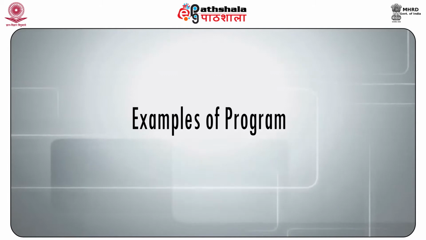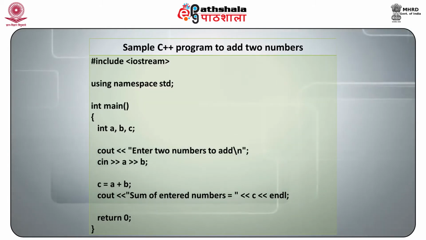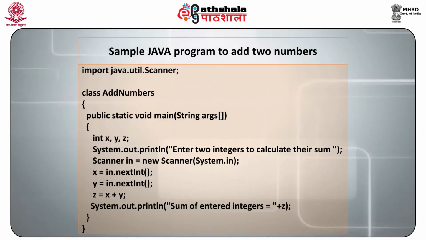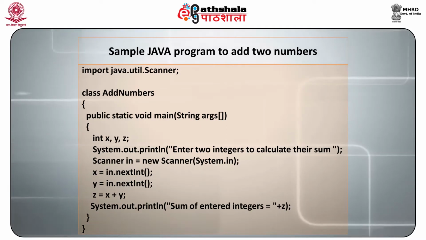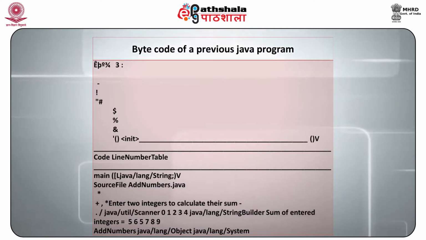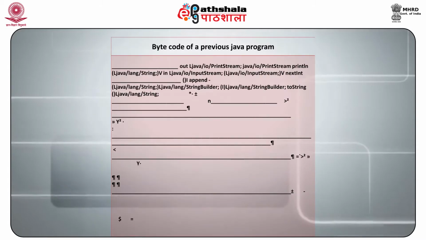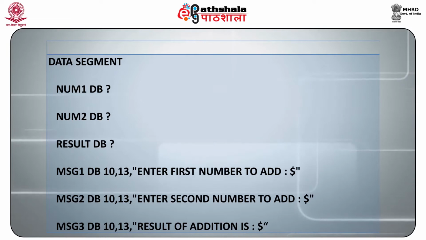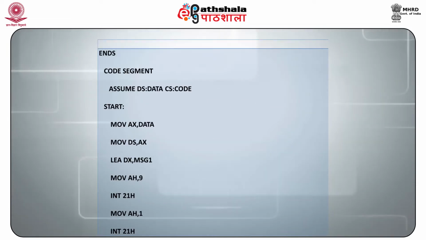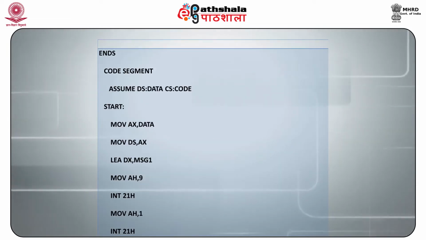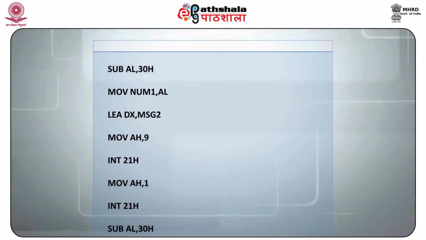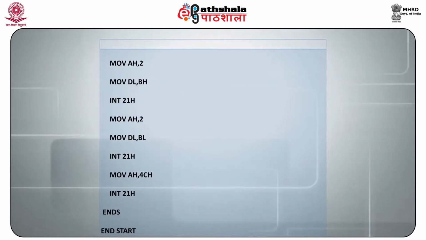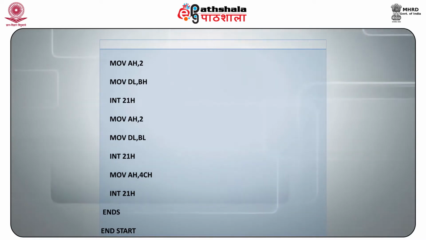Examples of program: sample of C++ program to add two numbers, sample of Java program to add two numbers, then bytecode of the previous Java program. This is the data segment, and then the code segment, and this is the end of the program.